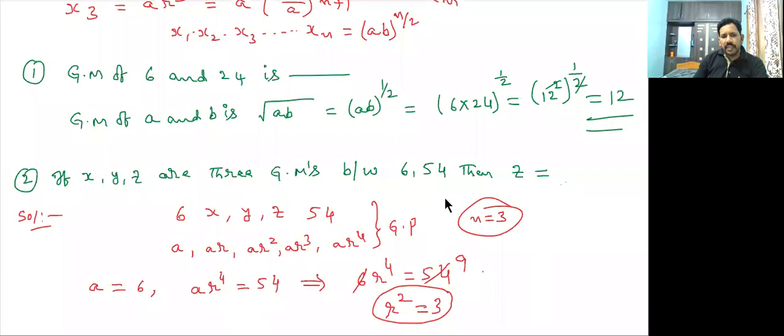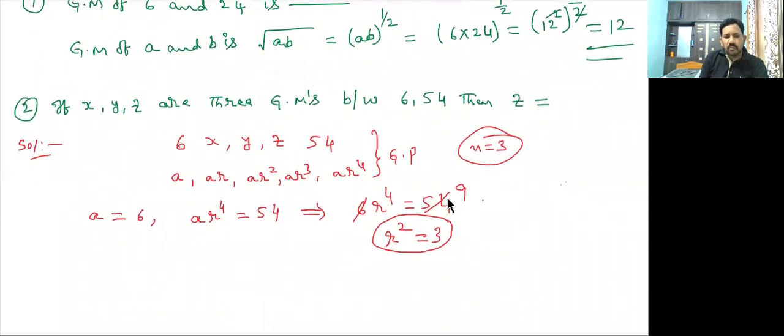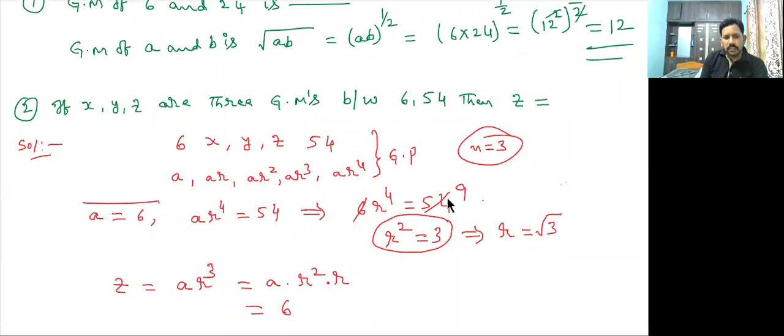But we need to find Z. What is Z? Tell me. A into R cube. R square value 3 means what is R value? Root 3. A R cube I am writing R square into R. Tell me what is A value? 6. What is R square value? 3. What is R value? Root 3. Total answer 18 root 3. This is the third geometric mean.